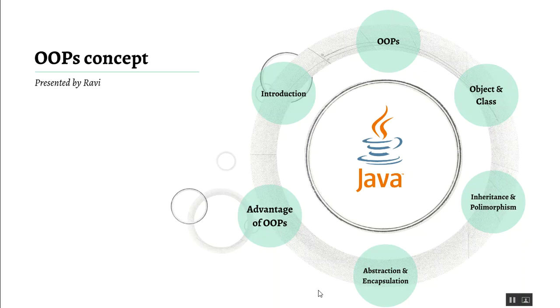Okay. So in a previous session, we learned about the introduction of OOPS concept and basics about objects and classes. And today we are going to learn about inheritance, polymorphism, abstraction, encapsulation, and advantages of OOPS concept. So let's start with inheritance and polymorphism.